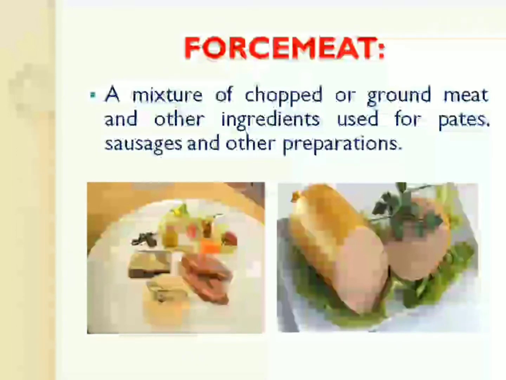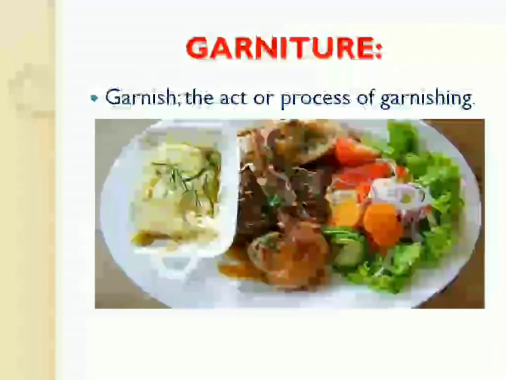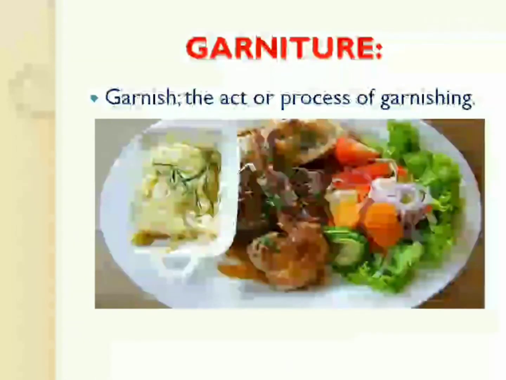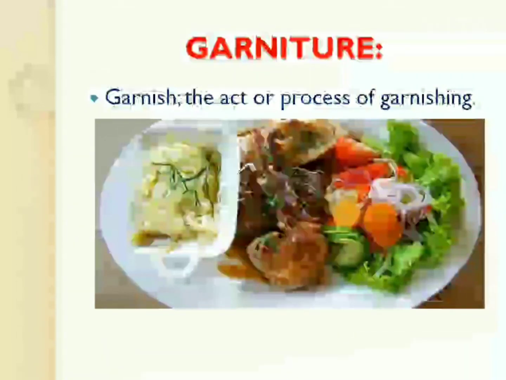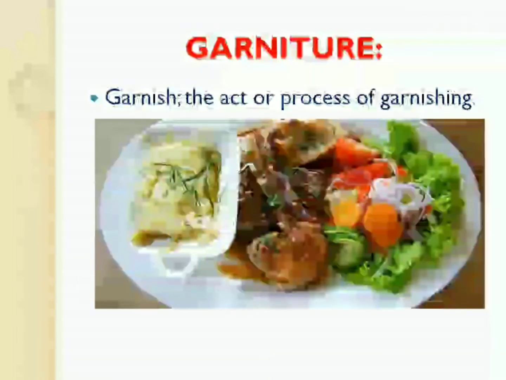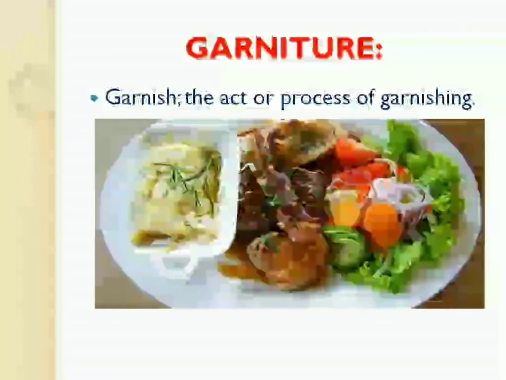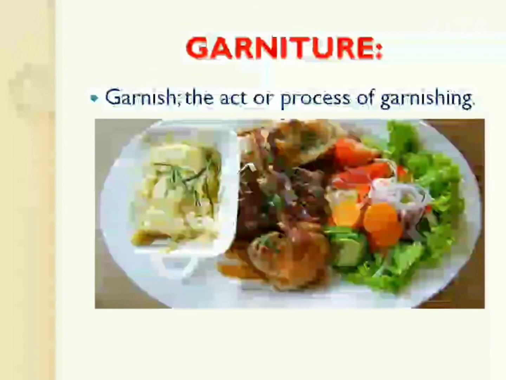Like mousseline, chaud-froid mousseline is also a dish which is prepared with forcemeat. Clear? Then garniture. Garniture is a term used for garnishing, or the act or process of garnishing. It consists of ingredients that are added to a dish during or near the end of cooking and therefore become an integral part of the dish.